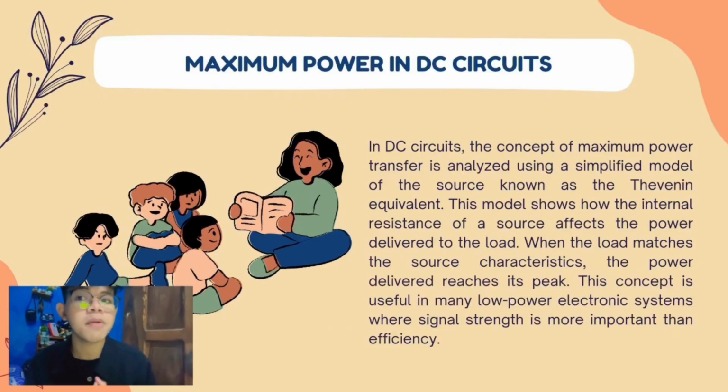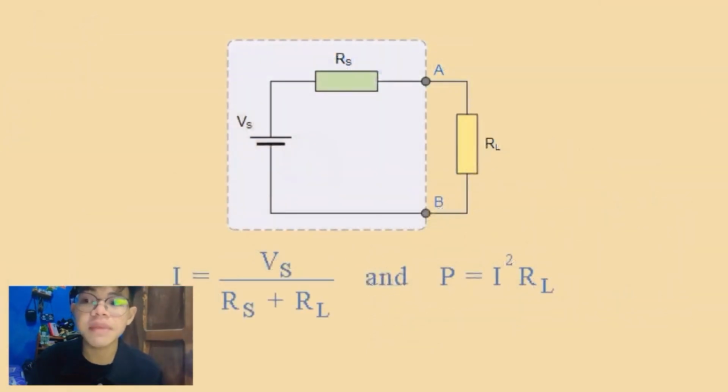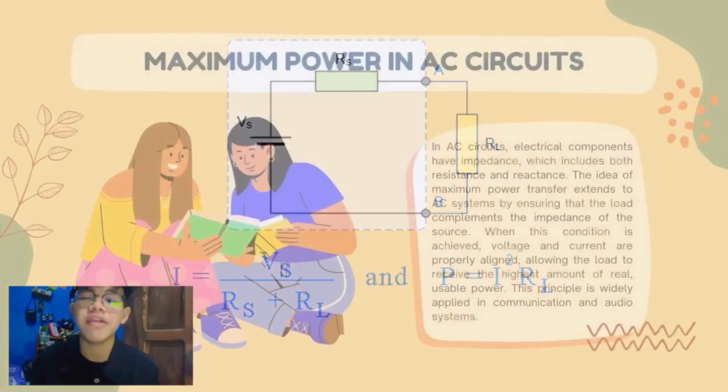In DC circuits, maximum power transfer is analyzed using the Thevenin equivalent model. When the load resistance is equal to the Thevenin resistance of the source, the load receives peak power. This concept is especially useful in low-power electronic devices where signal strength matters more than efficiency.